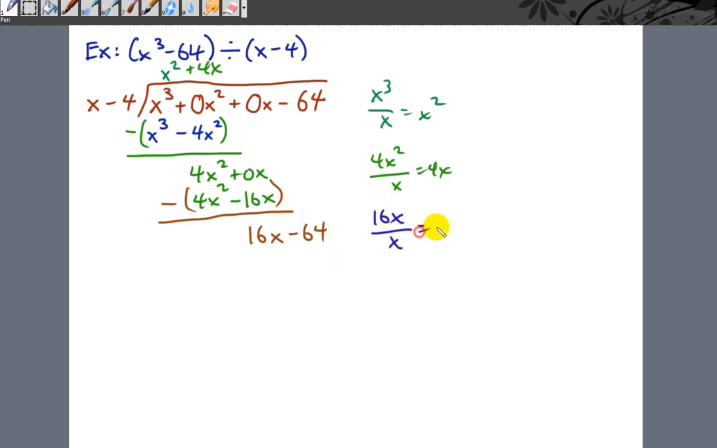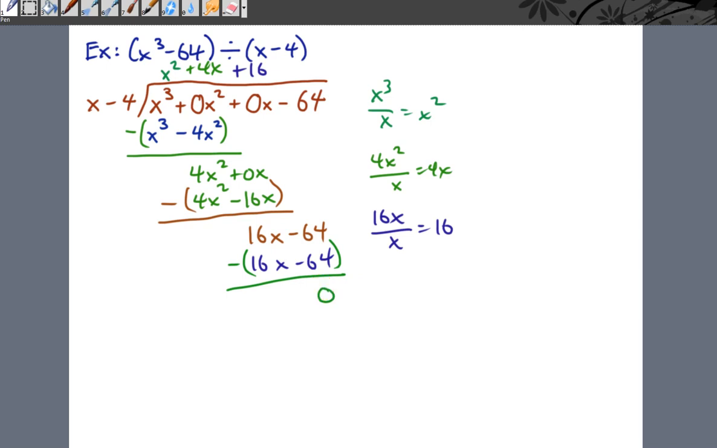Okay, so as you can see, this is 16, so this is going to be positive 16, and we need to multiply this. So 16 times x is going to be 16x. 16 times negative 4 is going to be negative 64. Then we're going to put parentheses and subtract. So when we do this here, this cancels out, and this cancels out, and we're left with 0.